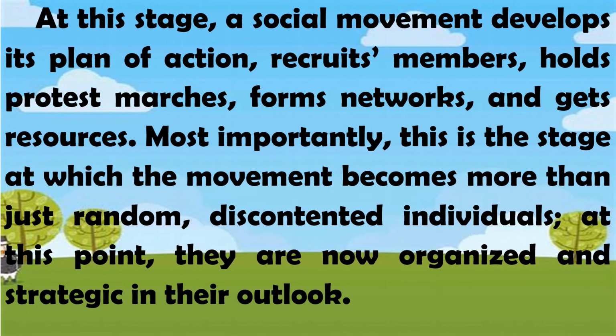At this stage, a social movement develops its plan of action, recruits members, holds protest marches, forms networks, and gets resources. Most importantly, this is a stage at which the movement becomes more than just random. Discontented individuals, at this point, are now organized and strategic in their outlook.